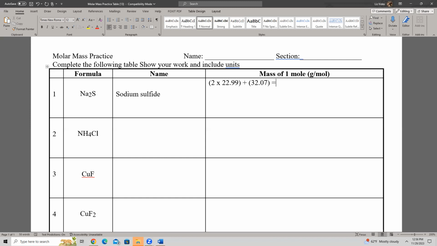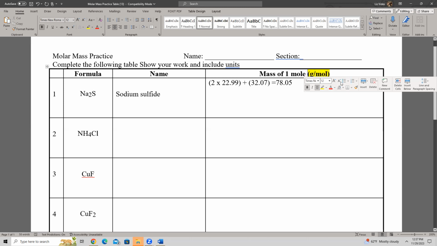Let me get my calculator and get them done. Okay, that gives me 78.05. And if you look, they're all in grams per mole, hence the name molar mass. That's actually our units. I'm not going to put them every time. That's why I put them up there. So 78.05 grams in a mole of sodium sulfide.